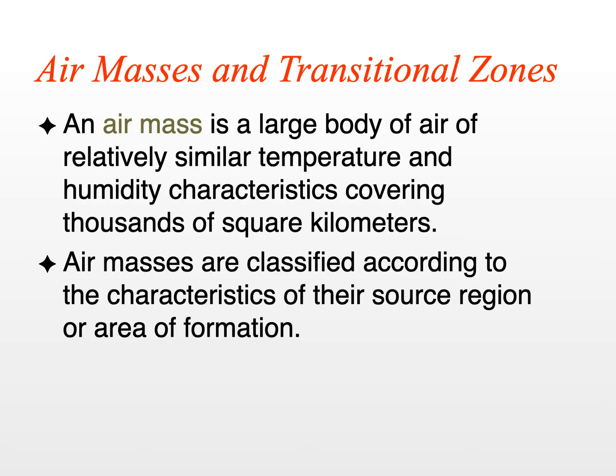So if you looked at the Earth's surface, you'd see that it's covered with various air masses. And an air mass is a large body of air that has similar temperature and humidity characteristics. They can cover thousands of square kilometers. Air masses are classified according to the characteristics of the source region or area of formation.